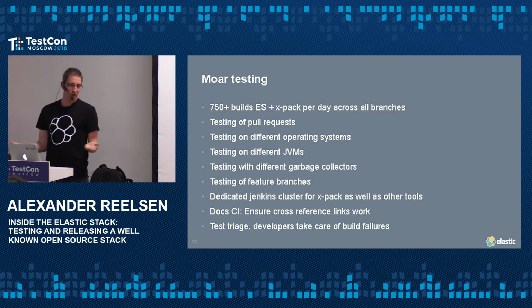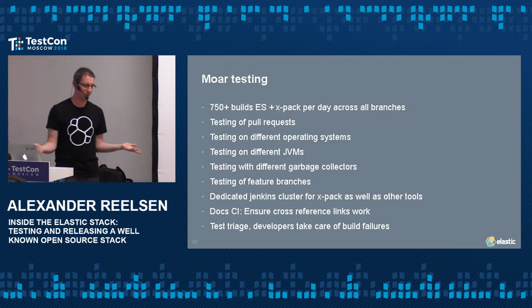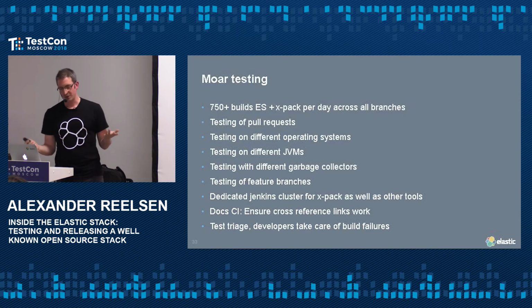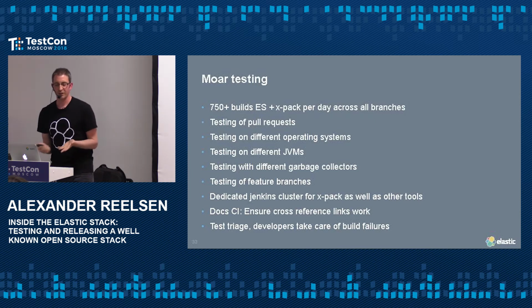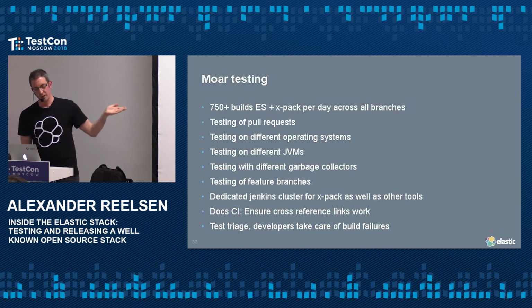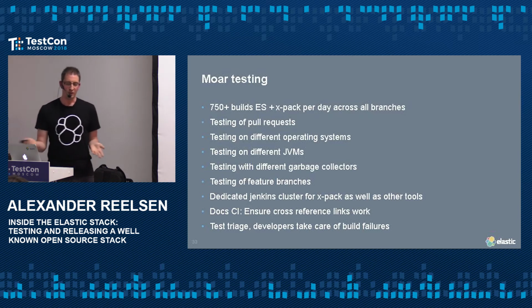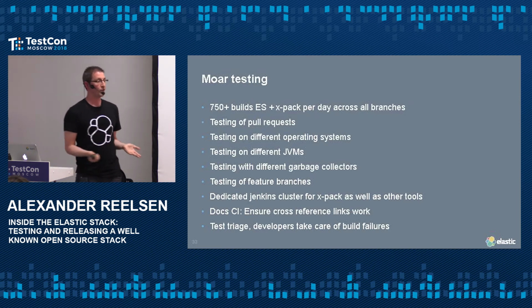Sometimes you have to have feature branches. When there's a feature you want to work on in a team, the pull request doesn't cut it. So we also have to make sure we test those feature branches. And of course, we need a dedicated test cluster for XPack as well, because the one I showed earlier is basically public, but the other one is not. Then we have continuous integration for our documentation.